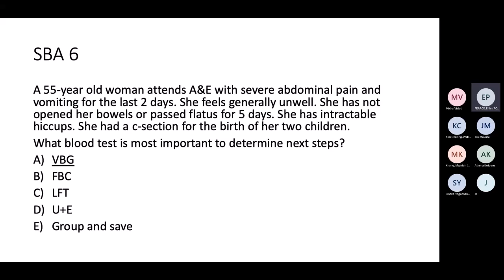Arguably a full blood count is important in terms of if she's got raised white cells, or if she's had a bleed we might see a low Hb. But having a VBG and getting the lactate indicates this lady likely has a bowel obstruction, but has she got any bowel ischemia? If her lactate's high, that's going to influence how quickly we need to act and operate.